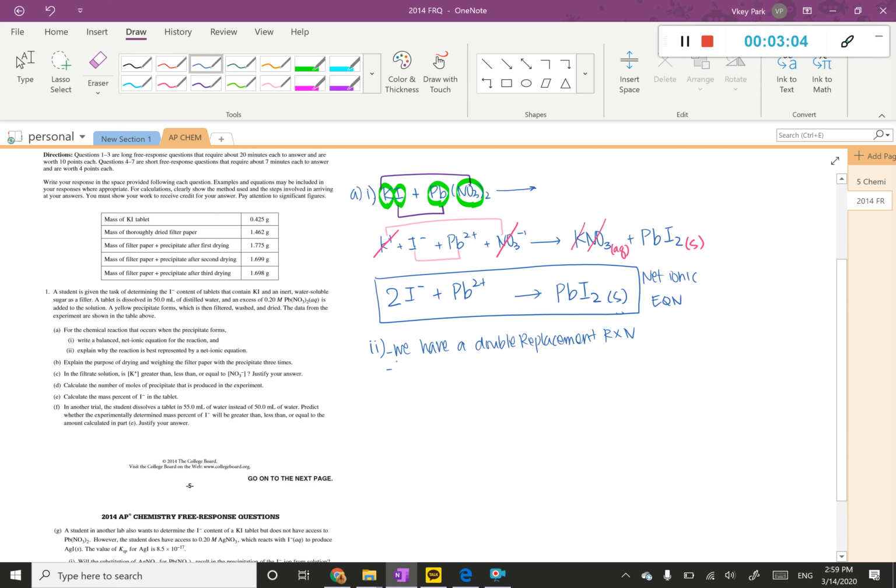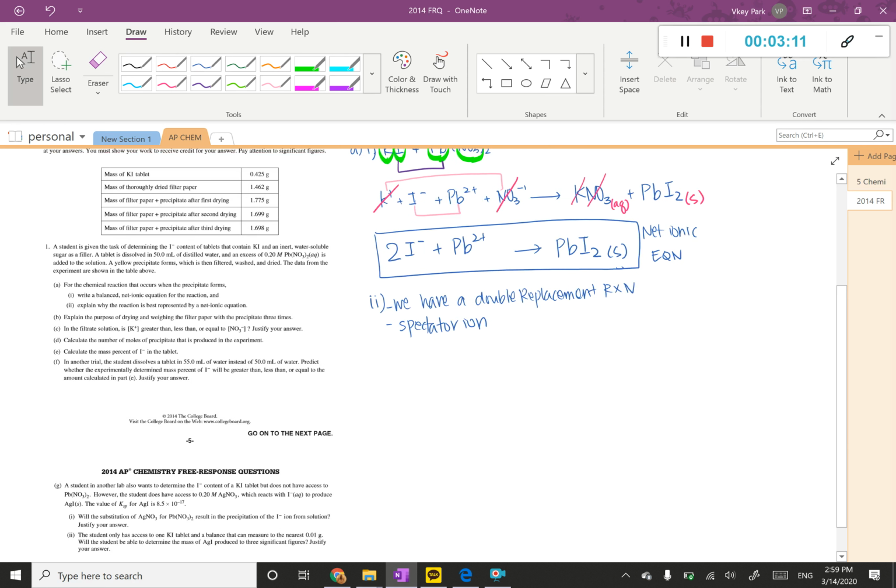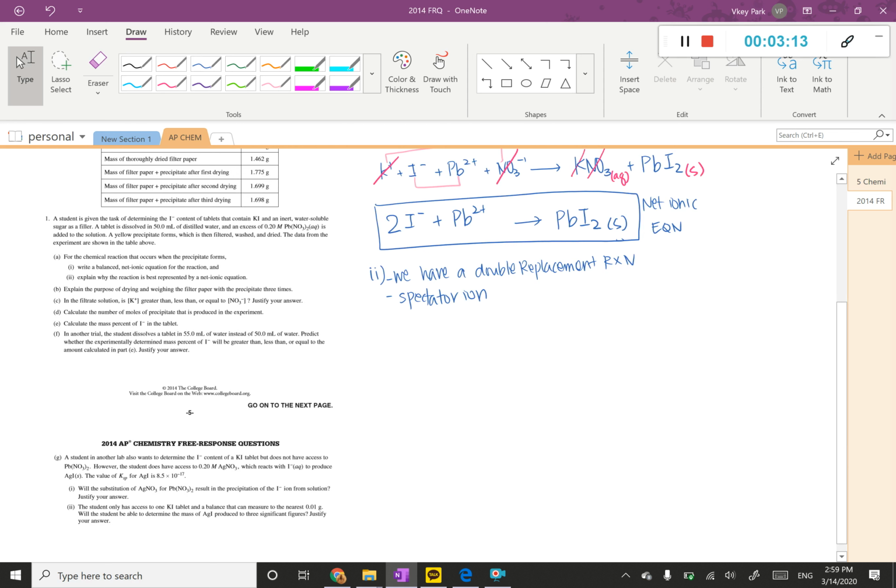And then we also have spectator ions that don't really partake in the chemical reaction itself, right? Therefore, we are more prone to just wanting to see the main gist of the chemical reaction, and we call that the net ionic equation. Cool. Let's continue with B.